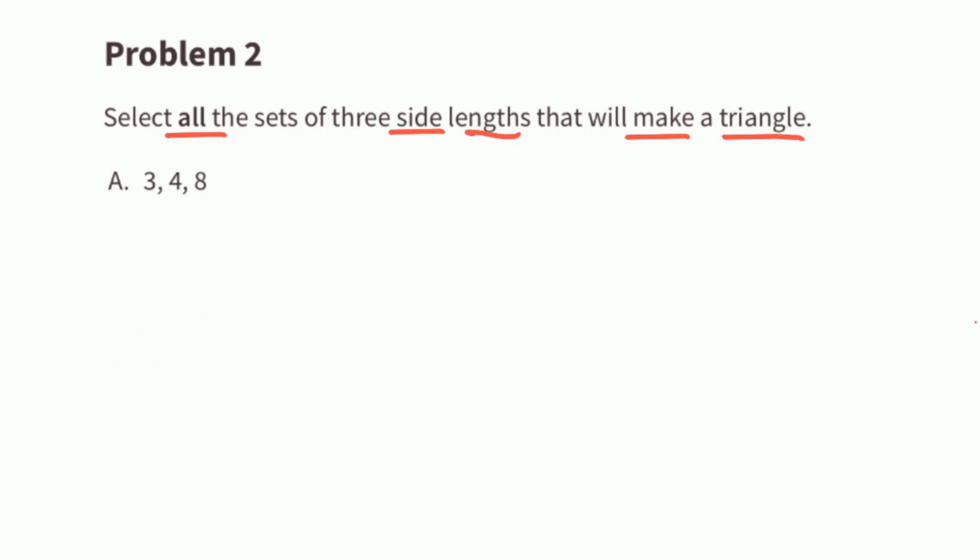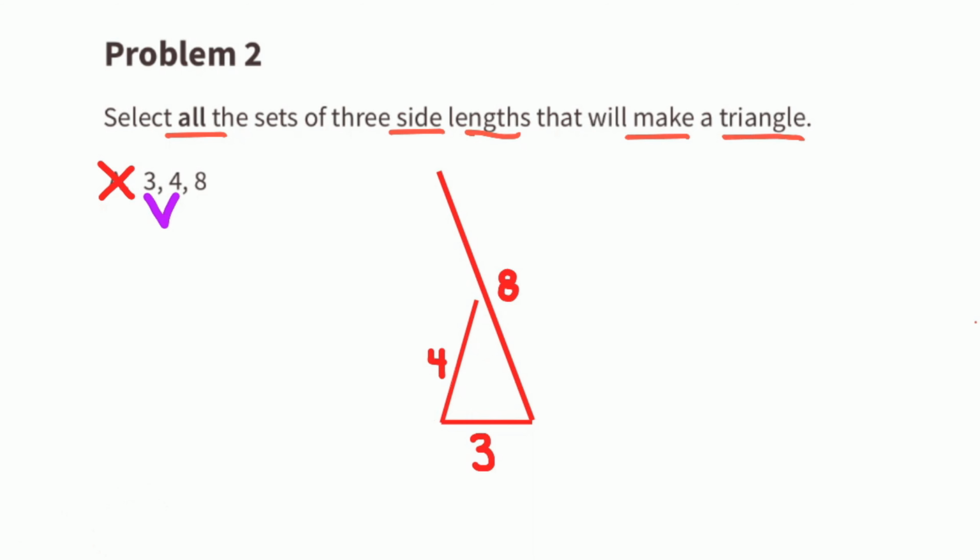Let's use that strategy for A. 8 is the largest side length, so 3 plus 4 needs to be greater than 8. Is 3 plus 4 greater than 8? No. 3 plus 4 is 7, and 7 is less than 8, so that's not going to form a triangle. Easy way to do it, looking at these 3 side lengths. 3 plus 4 is 7, and 7 is less than 8, so it won't form a triangle.